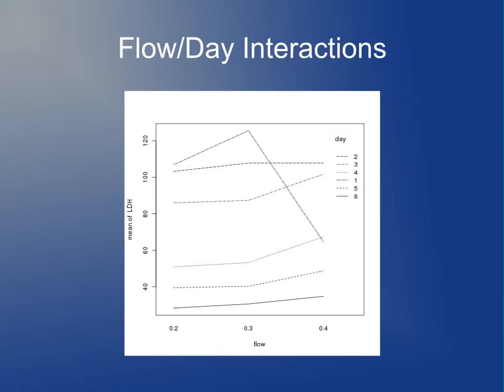with the exception of day 1, it looks like LDH tends to decrease over time. The lines are more or less parallel, but on day 1 we see this weird pattern where the LDH level is really low for a flow rate of 0.4, but generally fits the pattern for 0.2 and 0.3. In a minute I'll show how you formally test this.